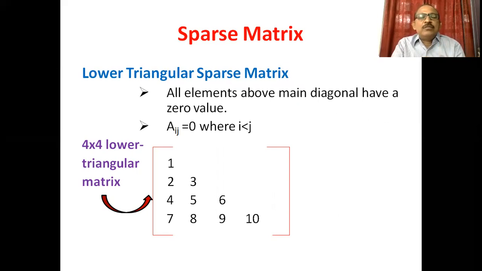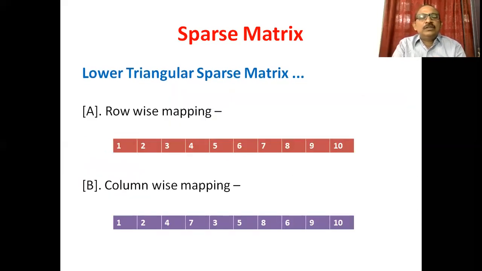In the column-wise mapping, first we will store all elements of the first column, that is 1, 2, 4, 7. Next, we will store all elements of the next column, that is 3, 5, 8 and so on. Here you can see the row-wise mapping and the next is the column-wise. In row-wise mapping, the elements are 1, 2, 3, 4, 5, 6, 7, 8, 9, 10. In the column-wise mapping, elements are stored in the order 1, 2, 4, 7, 3, 5, 8, 6, 9, and 10.